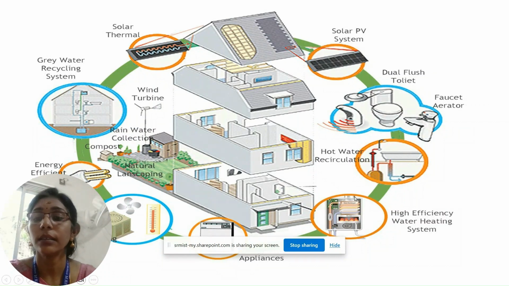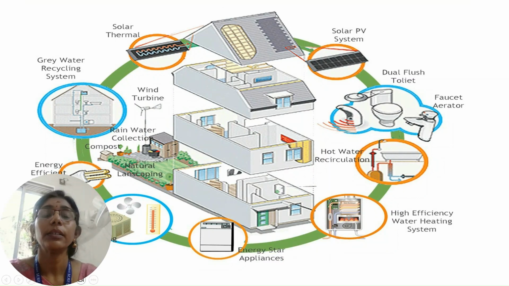So here you can see the picture of an energy efficient building that has got maximum technologies, that is renewable technologies. So here you can see a solar PV system on the panel. There's a solar panel on the roof of this building, and when we look at the toilet, there is a dual flush toilet. So this is again a water conservation method, and hot water recirculation is possible, using the solar thermal energy to heat the water, which is then recirculated.